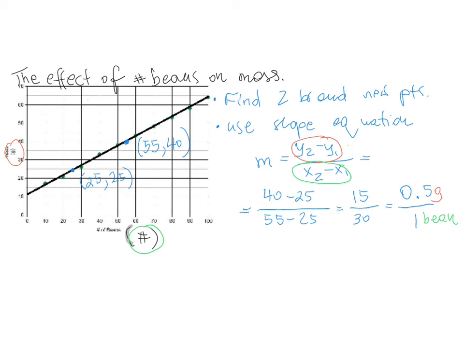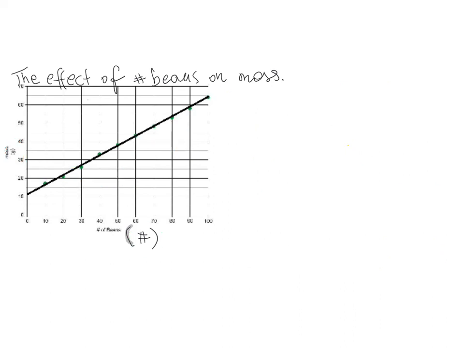So now we have a perfect slope with the units that shows us the story that is happening in our graph. We can go ahead and write the slope as a sentence right now. For every 1 bean, there's 0.5 grams of mass. And this is it.